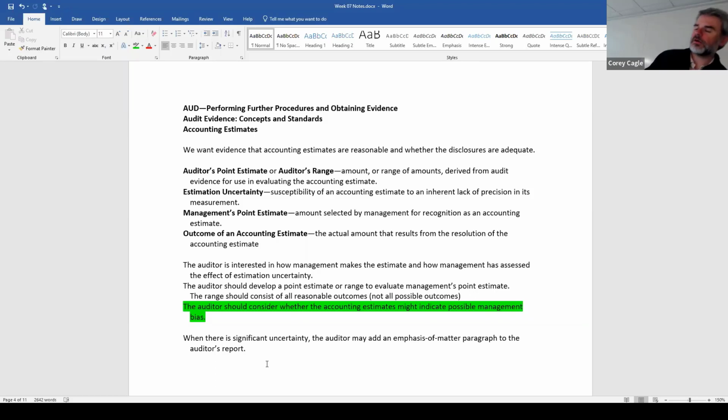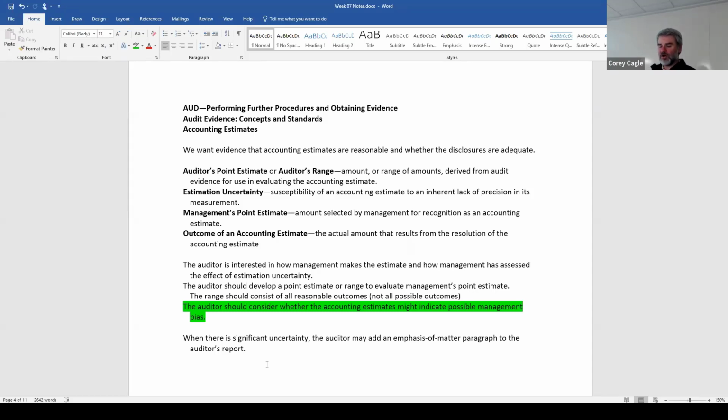Management are obviously probably going to tend to be more biased towards what will make them look better. So we definitely want to consider that, right? If there's just a significant amount of uncertainty, we might want to add an emphasis of matter paragraph to the report. We hadn't talked about audit reports yet, so we'll revisit that idea when we start talking about all the reasons we might have an emphasis of matter paragraph. So that'll come again later. But yeah, that's pretty much it.